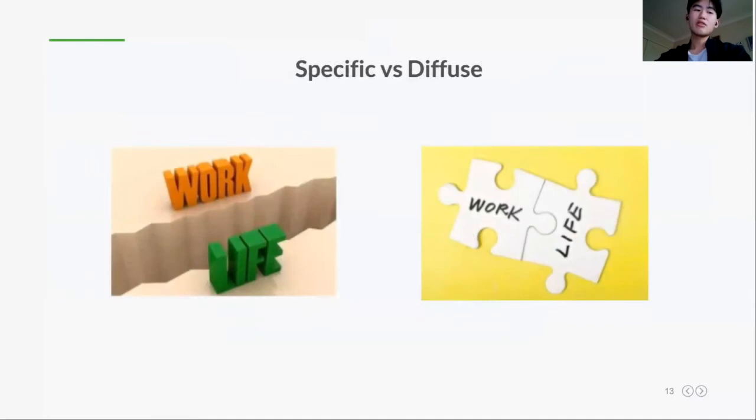The next dimension of culture revolves around whether or not you would keep your personal and professional life interconnected. In a specific culture, people draw a clear line in between their work and personal life, being more direct and using clear methods to convey what they want. In a diffusive culture, people believe their objectives can be better achieved when relationships are strong.